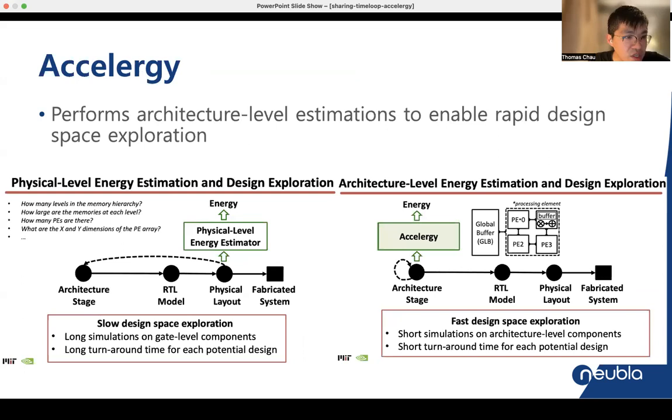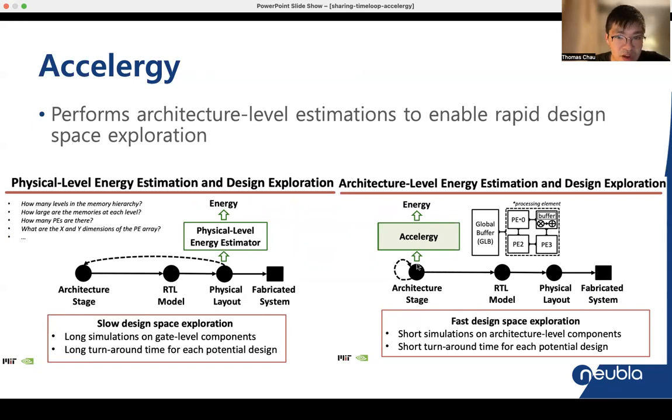Traditionally, energy estimation is performed after physical layout by simulating gate level design. This leads to long simulation and turnaround time that prohibit design space exploration. However, rapid design space exploration is essential in answering many high-level questions. For example, how many levels in the memory hierarchy? How large are the memory at each level? How many PEs are there? And also the dimension of the PE array.